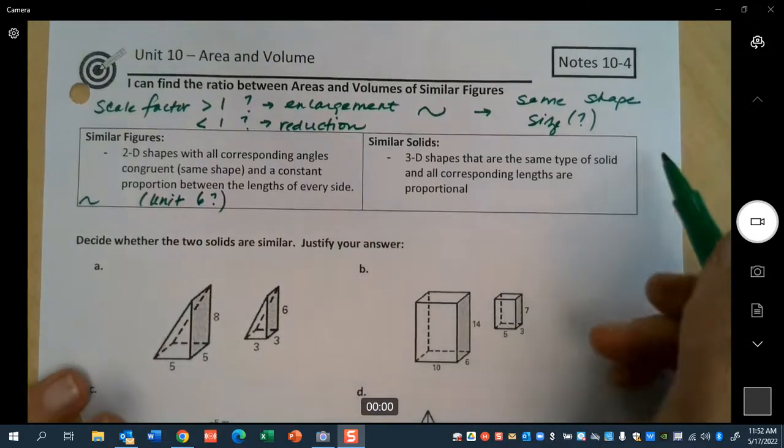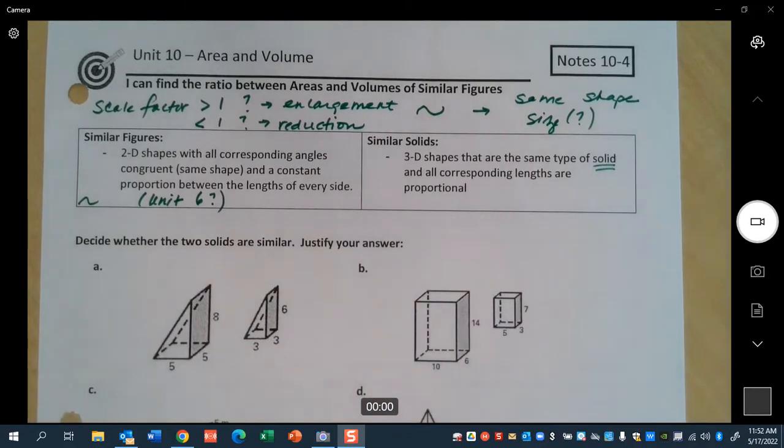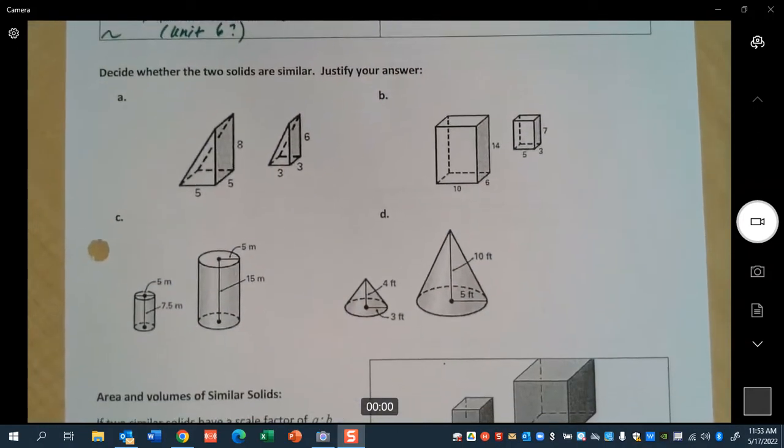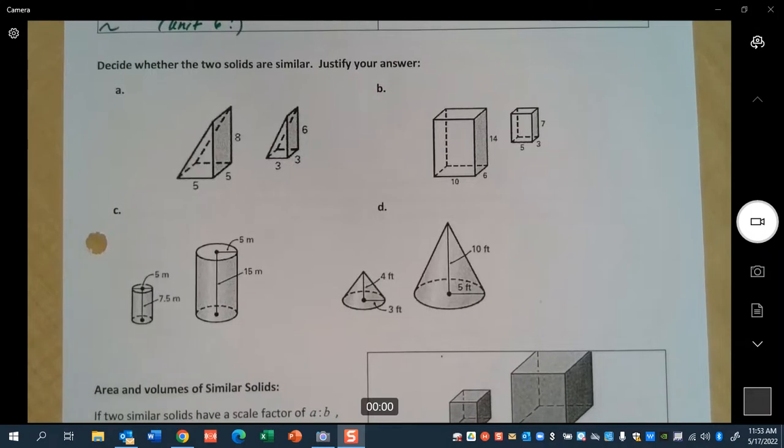So if I have a similar solid, when we talk about the same type of solid, I'm talking about prisms to prisms, pyramids to pyramids, rectangular prisms to rectangular, cylinders to cylinders. So they have to be the same type of solid, and then all the corresponding lengths are going to be proportional. Okay. So here we have 4 sets of shapes too, and we have to justify what we say as far as whether or not these shapes are going to be similar.